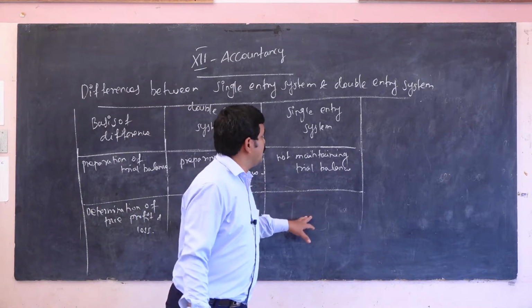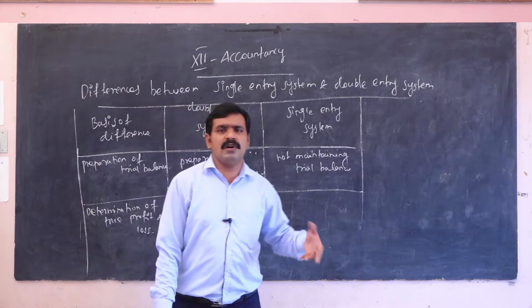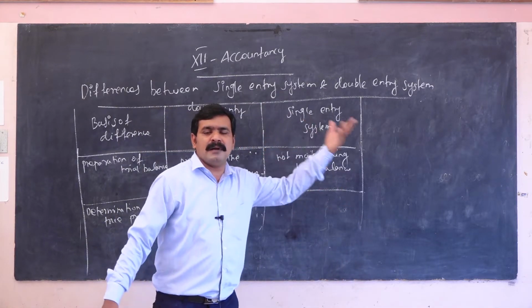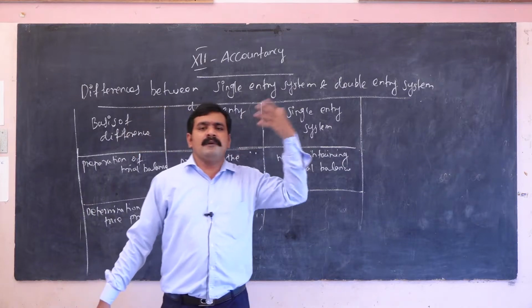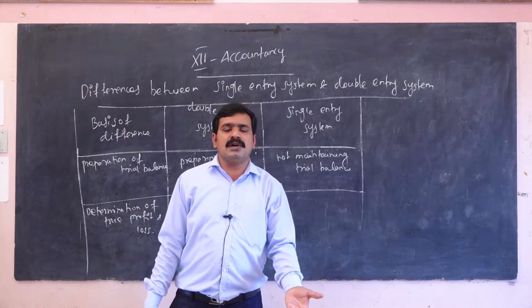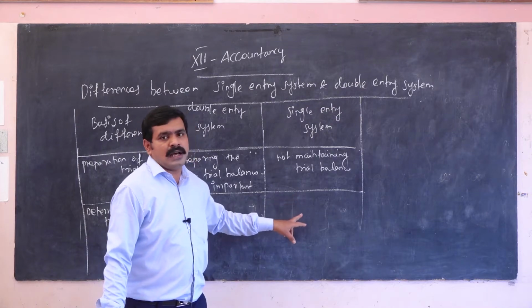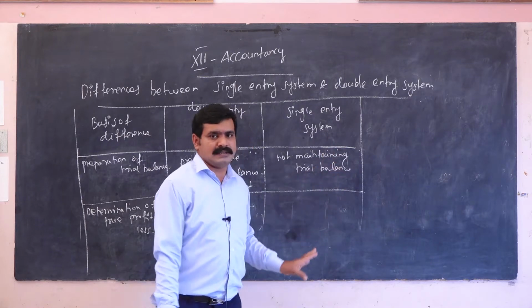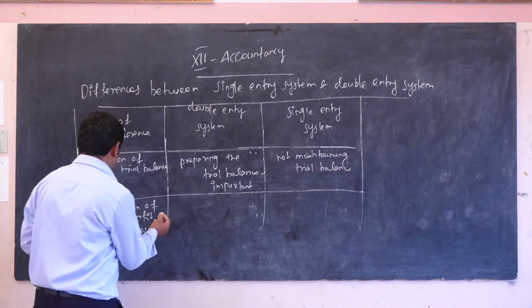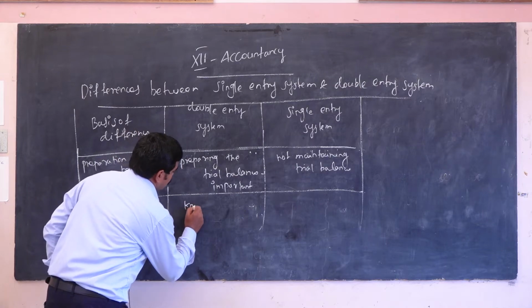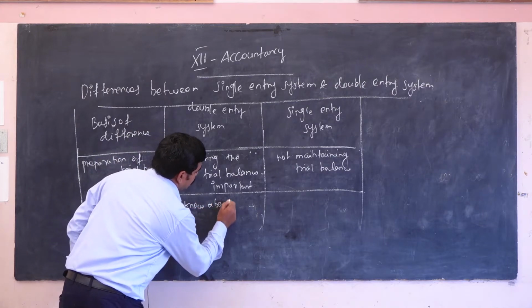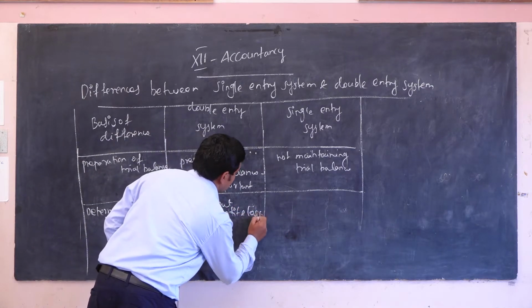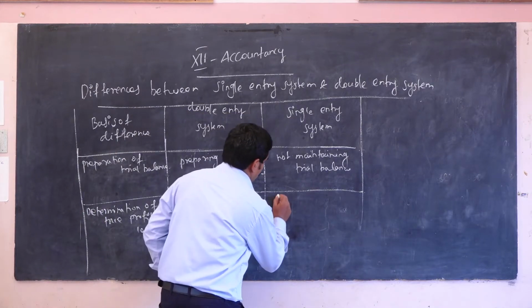In single entry system, we don't know the true profit and loss, because we don't prepare the trial balance, trade account, ledger or journal entries. We don't record all the transactions, so we don't know about them. Here we don't know the true profit and loss.